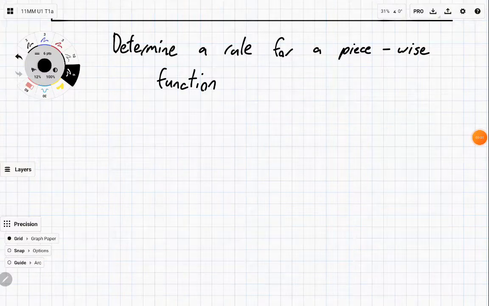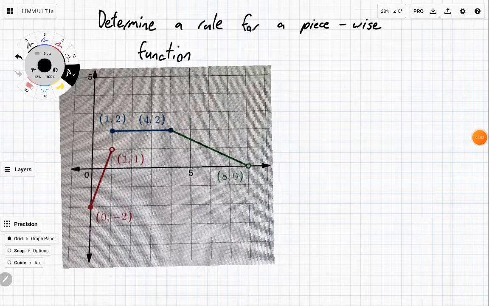The goal is going to be doing the reverse of what we've done the last two lessons, which is going to be determining a rule for a piecewise function. The function in particular we're going to look at today is this one here, which you can see is made up of three different pieces: a red part, a blue part, and a black part. And we're going to be working out how to actually write it.